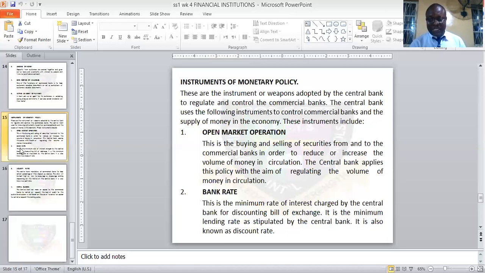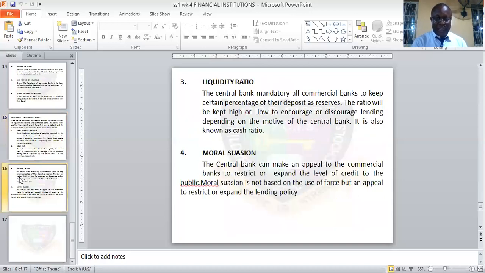They are now charging half of that 52 naira, now 26 naira. So you can see that the central bank has the right to control the activities of commercial banks and any other banks. So that is it. Then, another name for bank rate is discount ratio or discount rate. So let us look at the liquidity ratio.